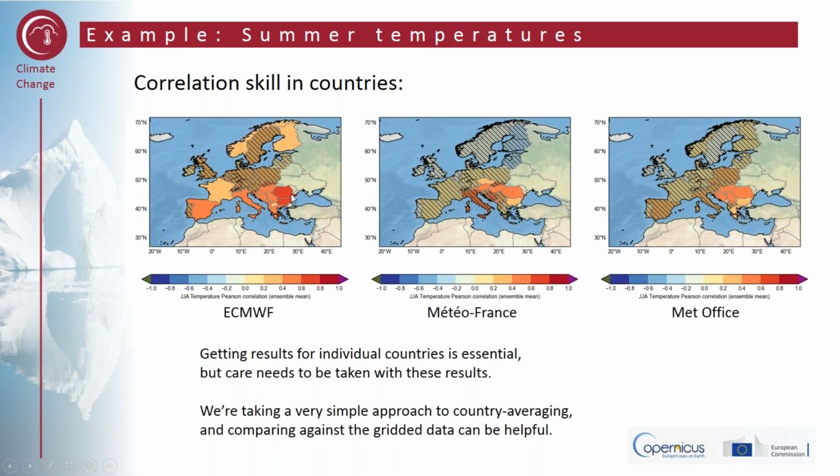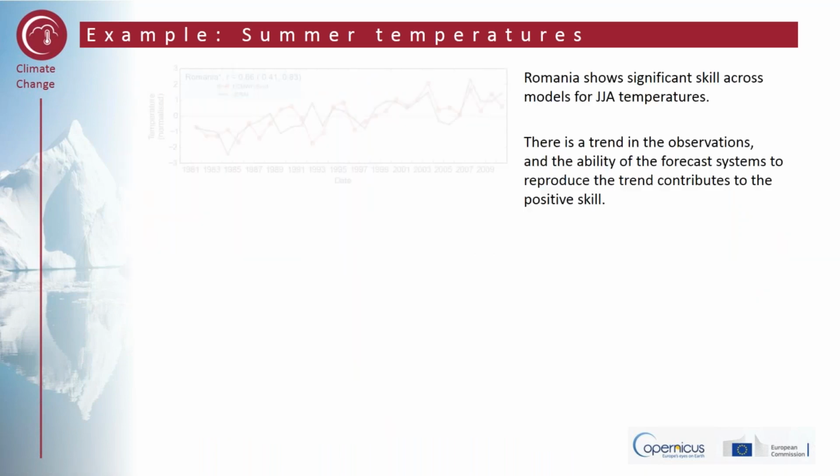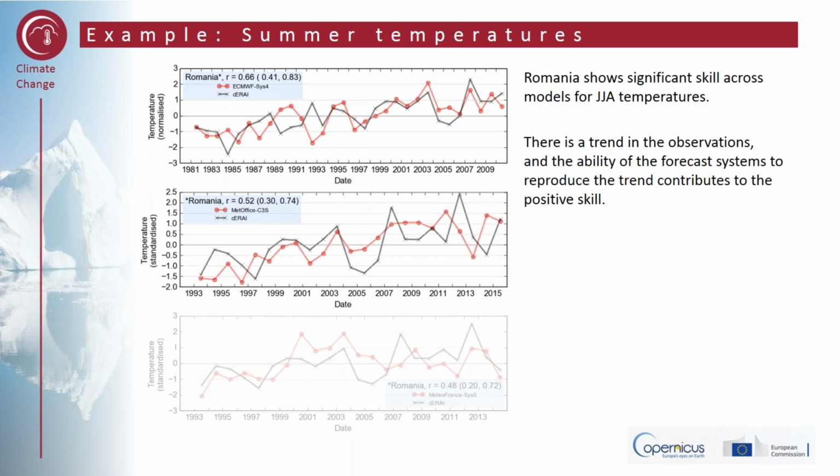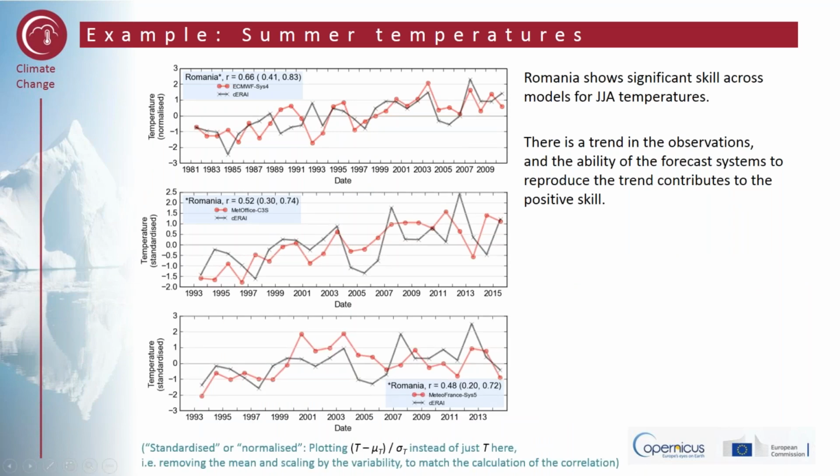But we'll move on. We'll take the example of Romania here, as that's got consistently good skill across all 3 models. So we'll pick on Romania skill for summer temperatures. We'll show this as a time series. So there's our 3 models again. So in all of these we have significant correlation skill. So I've got the 95% confidence interval here next to the correlation R.